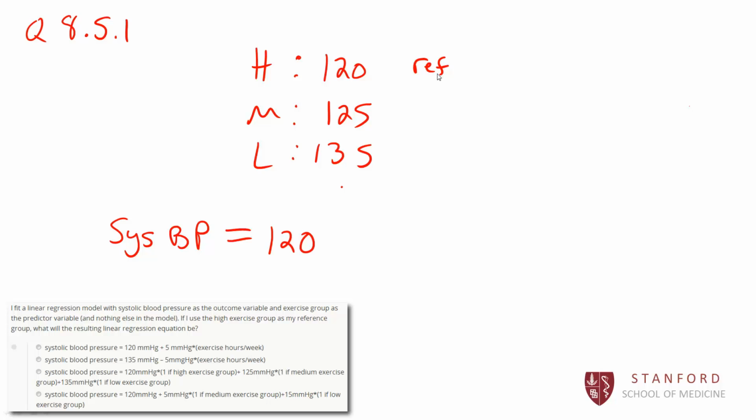So the intercept becomes the mean for the reference group. Then I'm going to have 2 dummy-coded predictors in my model. I'm going to have a dummy-coded predictor for if you're in the medium exercise group versus anybody else. Their mean is 5 points higher than the reference group. So that beta is going to have a value of 5. And we're going to be multiplying that times 1 if you're a medium exerciser. That's how we dummy code.